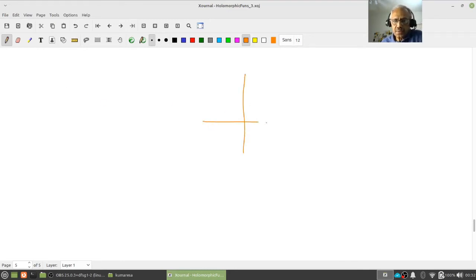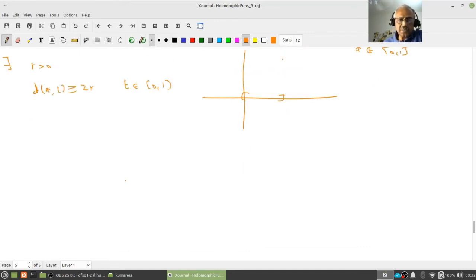The trick is this. Let us start with any z, let us say a, not in [0,1]. Now, I want to show that there is an R positive such that the distance between a and t is greater than or equal to 2R for every t in [0,1]. There are many easy ways of doing this, but let us do it this way, because remember, [0,1] is a compact set. I'll give a direct proof.